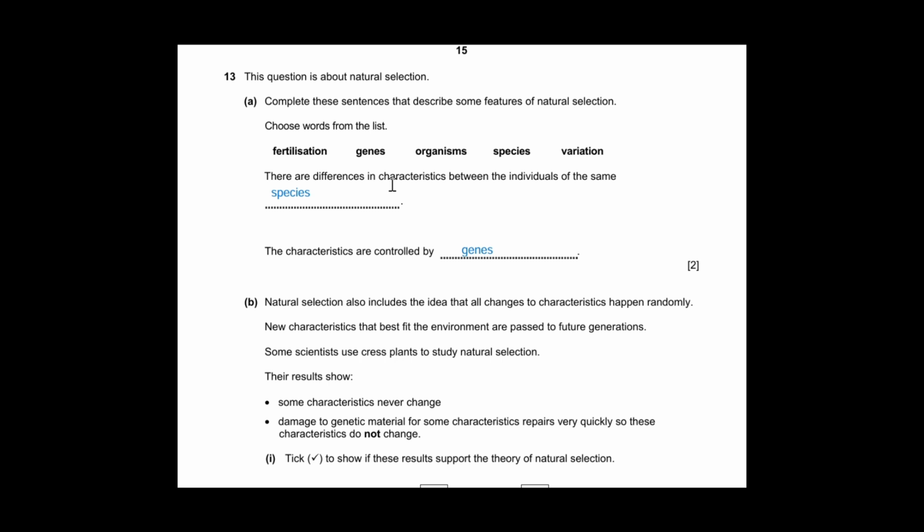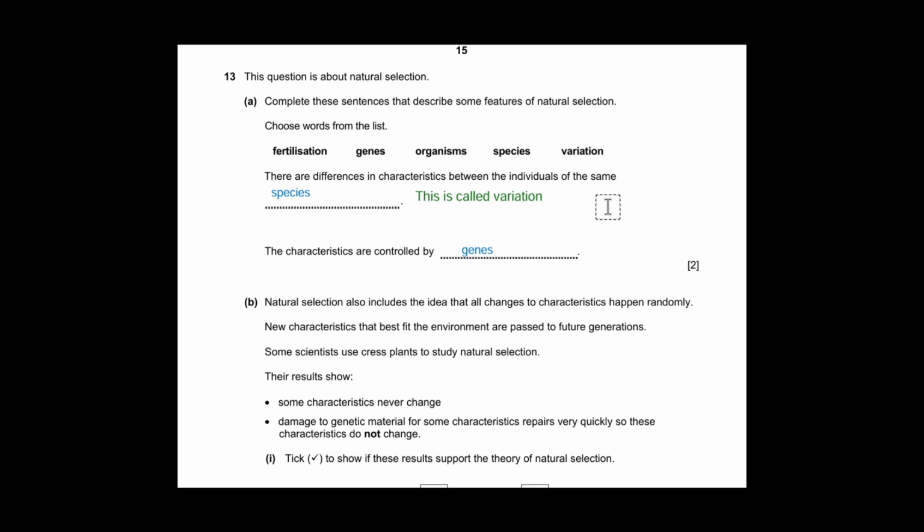The first question says, what are the differences in characteristics between individuals of the same species? That is called variation. I think I need to note that here. This is called variation. That is the first thing that happens in natural selection: variation appears among living organisms. Some are tall, some are short, some are fast, some are more muscular and energetic, some are less energetic, and so on and so forth.